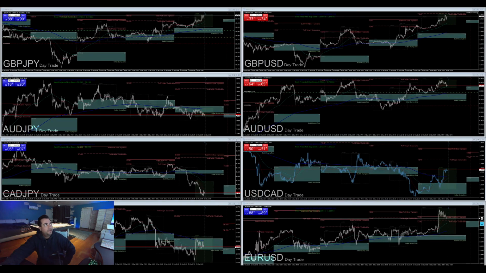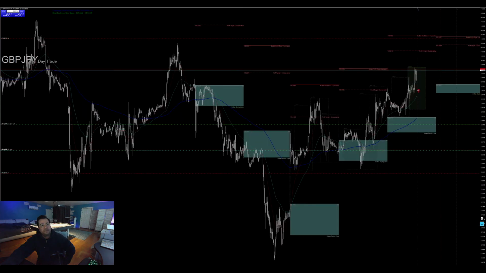There we go. The pound yen's looking very nice. Riding that 21. You can see it just riding that 21 really nice. I don't know if you can see that on my chart. I have a thin red line right in here. You can just see it riding that 21 very nicely.